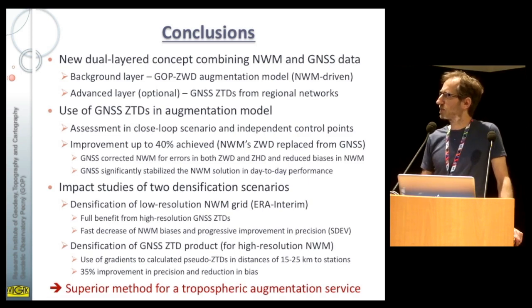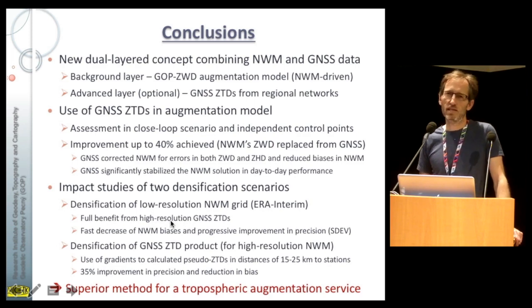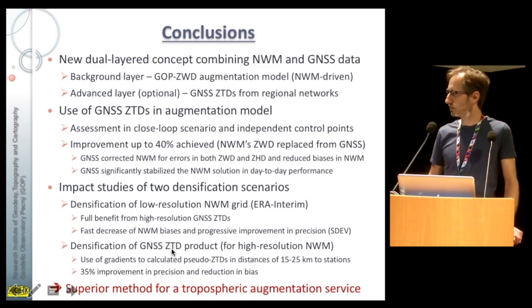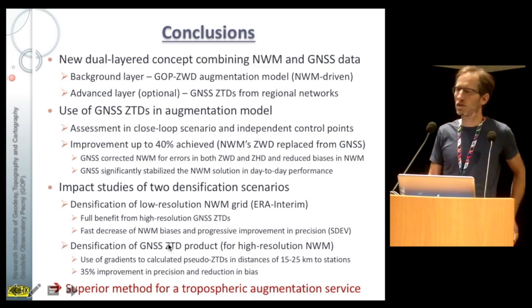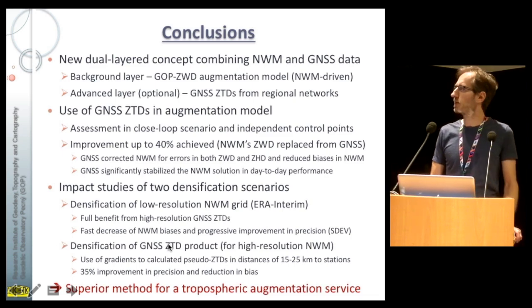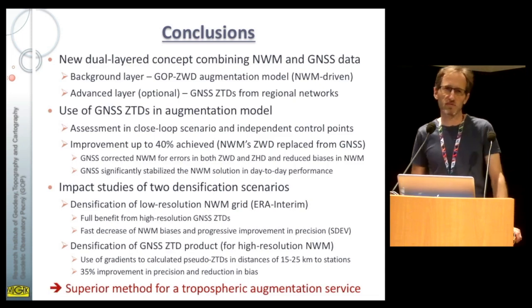And then this impact study shows that it's very important to have a high resolution model to take benefit of the high resolution GNSS. So for ERA-Interim, it was well demonstrated, but then it's very interesting that even gradients from GNSS can contribute to this combination. That means creating the pseudo ZTDs, which are still valuable information about the zenith total delays. And this is, from our point of view, a super method for the tropospheric augmentation service if we have these two pieces of information and do it well. And it can be applicable on the surface and above the surface as well.